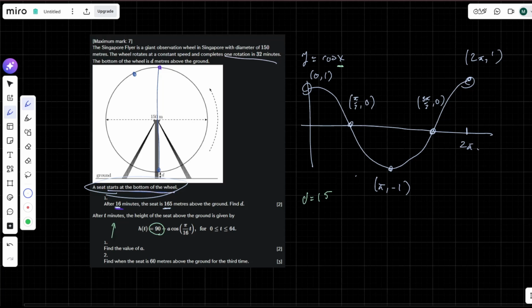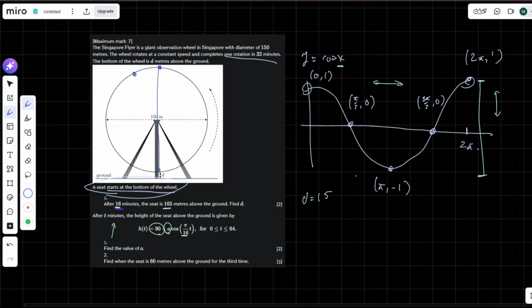The pi over 16t tells us the period, how long it takes to go one full rotation. It affects that because it is scaling our values horizontally, either pressing them together or stretching them further apart. A, which is what we're interested in, is a vertical stretch. So this determines the vertical distance between our maximum and our minimum values.